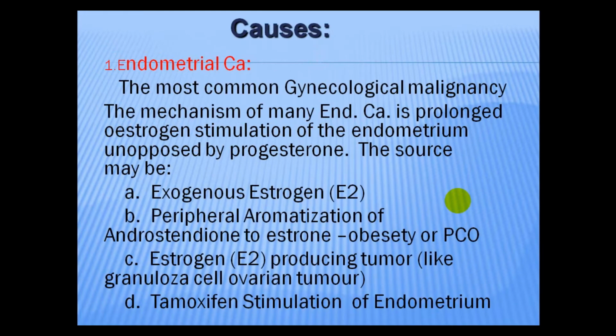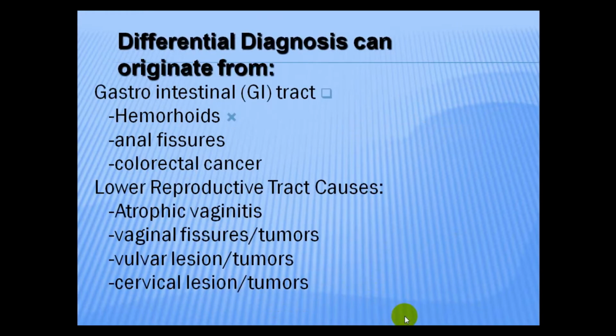Causes: CA endometrium is the most common cause, due to prolonged estrogen stimulation of the endometrium unopposed by progesterone. The source may be either exogenous estrogen, peripheral aromatization of estrogen, and/or an estrogen-producing tumor. Tamoxifen also stimulates the endometrium and is a risk factor for CA endometrium.